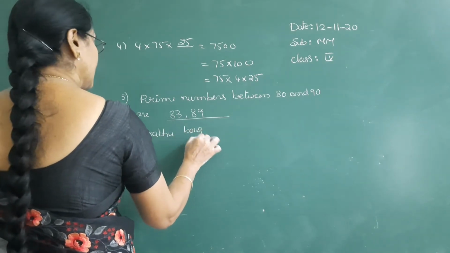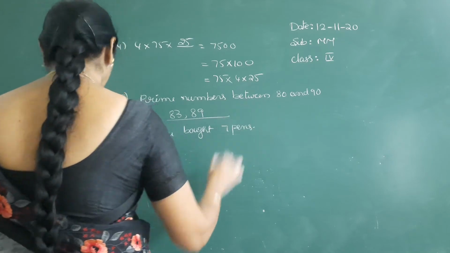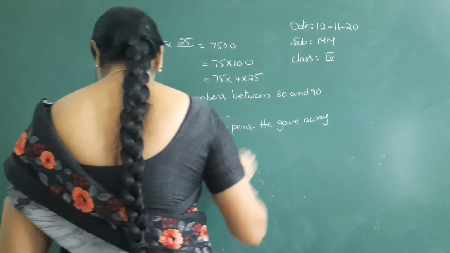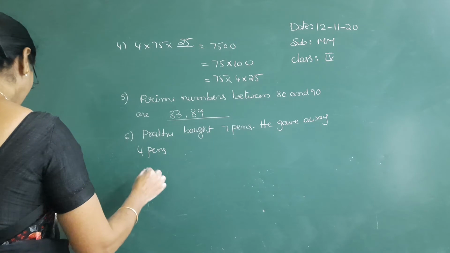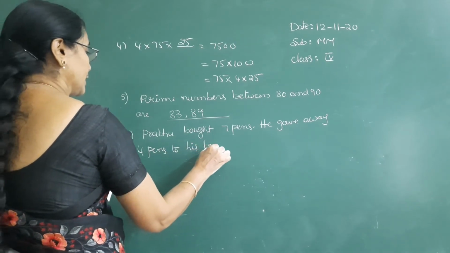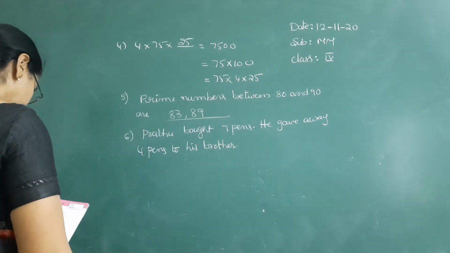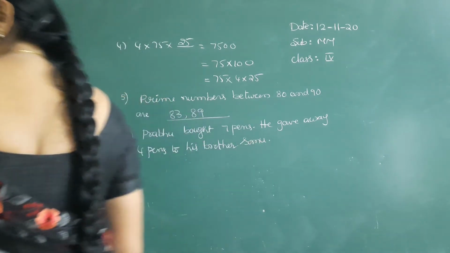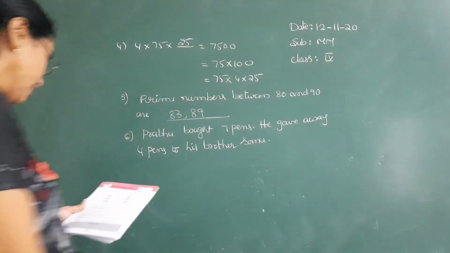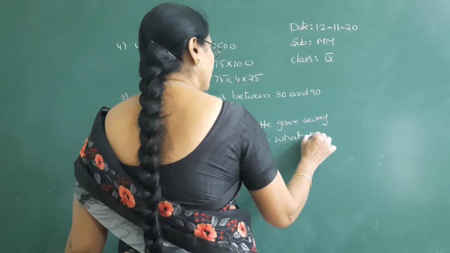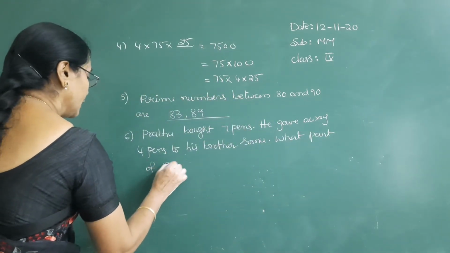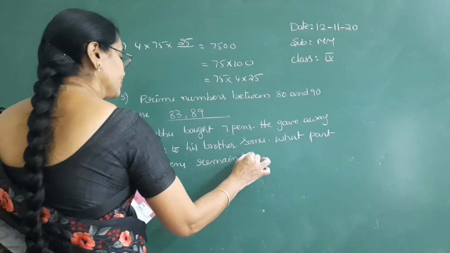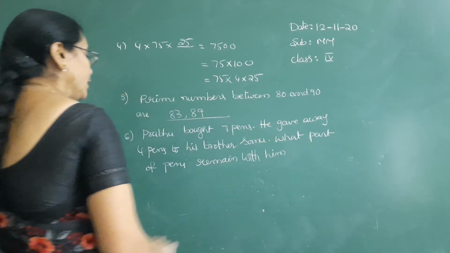Prabhu bought 7 pens. He gave away 4 pens to his brother. What part of the pens remain with him?